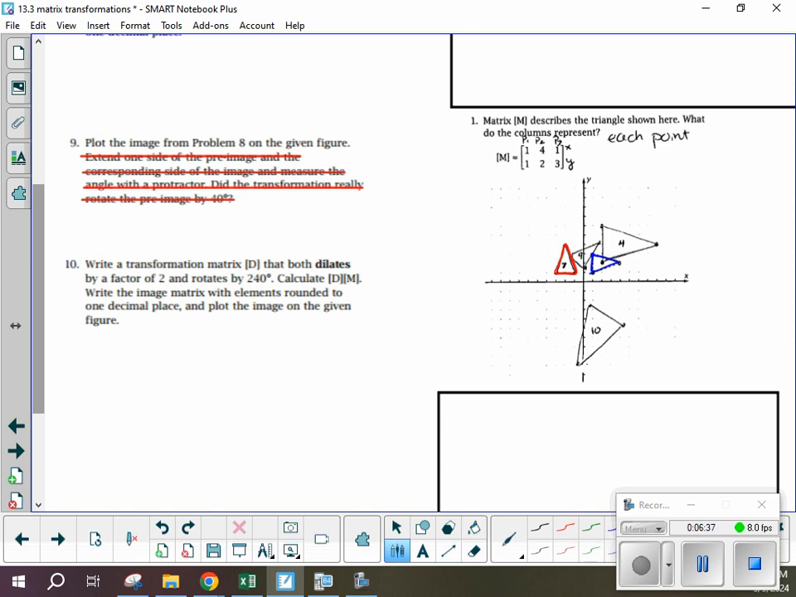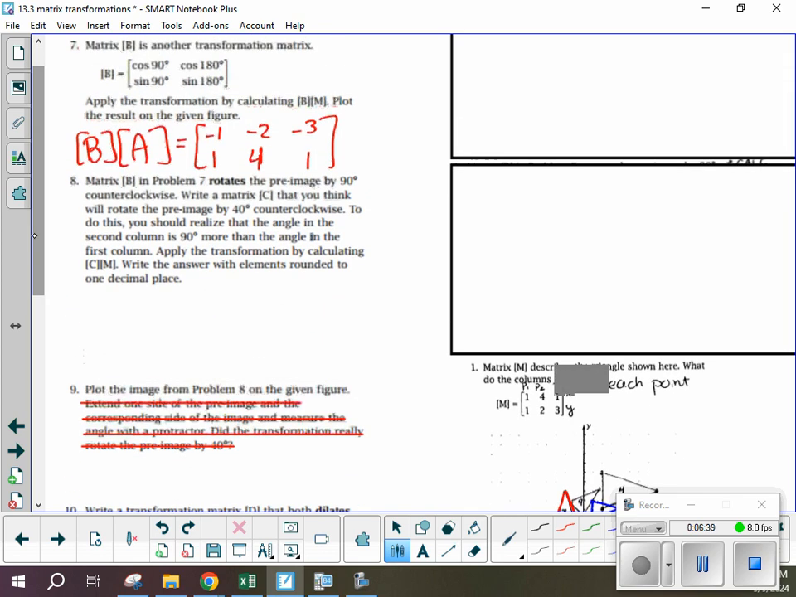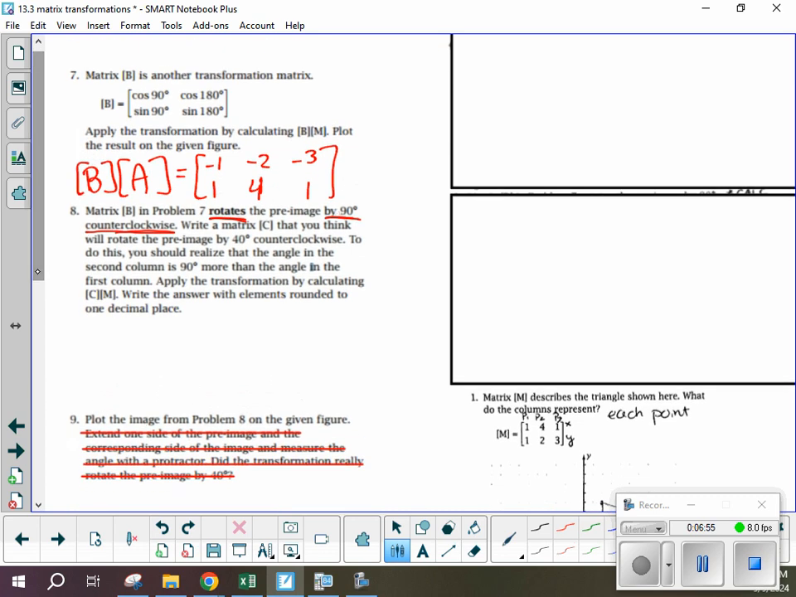So let's take a look at number 8. That matrix rotates the preimage by 90 degrees counterclockwise. Our task is to write a new matrix, we'll call it C, that will still rotate, but by 40 degrees counterclockwise. We're going to try to write a new matrix C that we think will rotate 40 degrees counterclockwise. Do you have some thoughts about that?